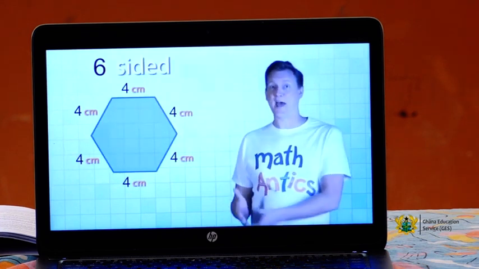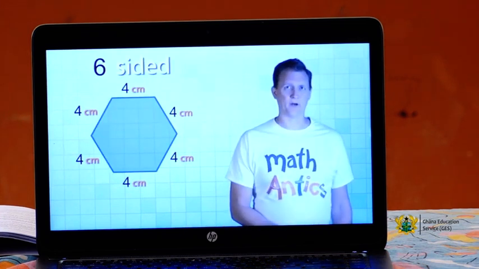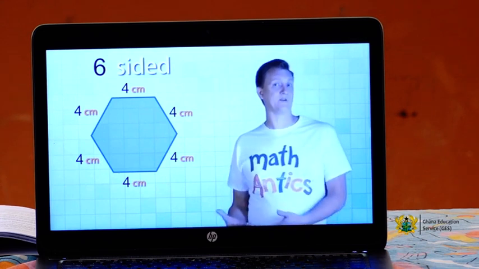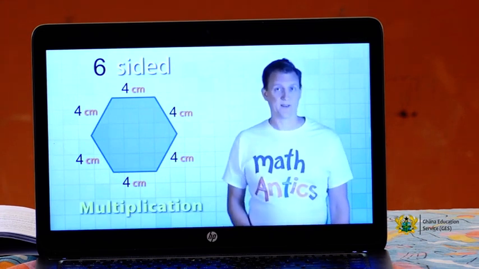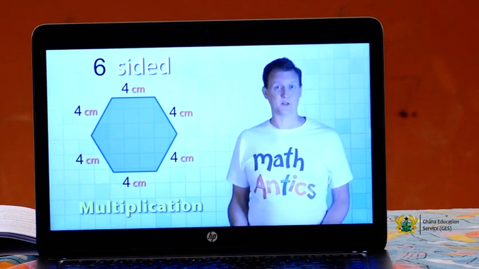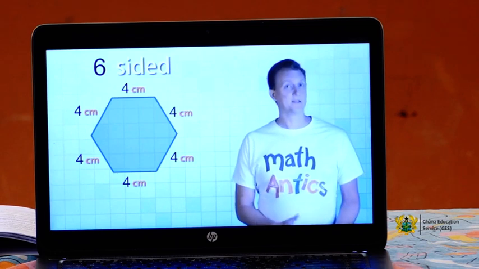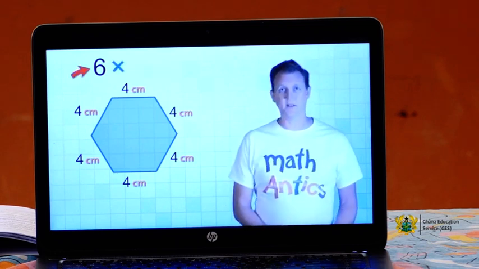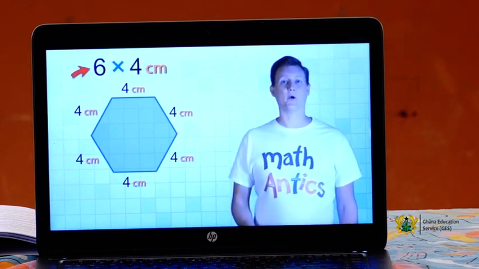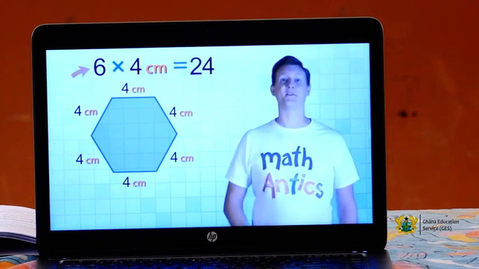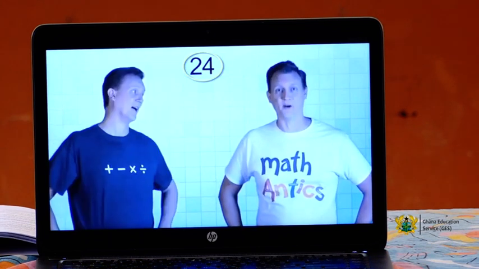Now, we could just add up all the sides like we did before, but since they're all the same, we can use multiplication as a shortcut. That's because multiplication is really just repeated addition. All we have to do is multiply the number of sides, 6, by the length of the sides, 4 centimeters. 6 × 4 = 24, so that means the total perimeter must be 24. 24 what? Oh, the centimeters!